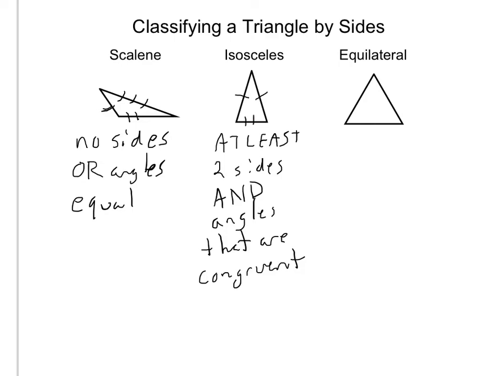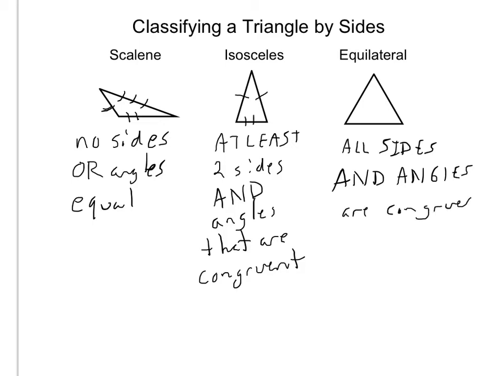Okay? Now, it says at least two sides and angles. So a triangle that has three sides and angles where everything is congruent is isosceles, but we have a different name for it too, and that's called equilateral. Okay? So all sides and angles, okay, that's important, all sides and angles are congruent in an equilateral triangle.